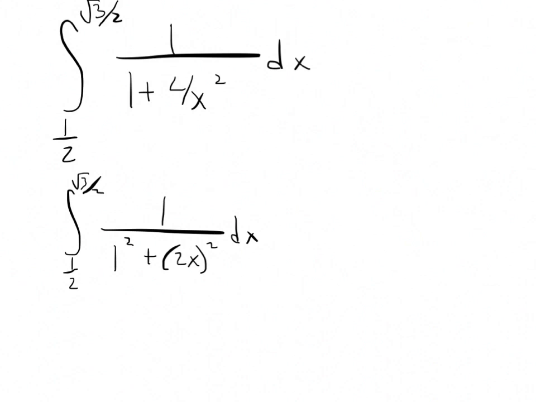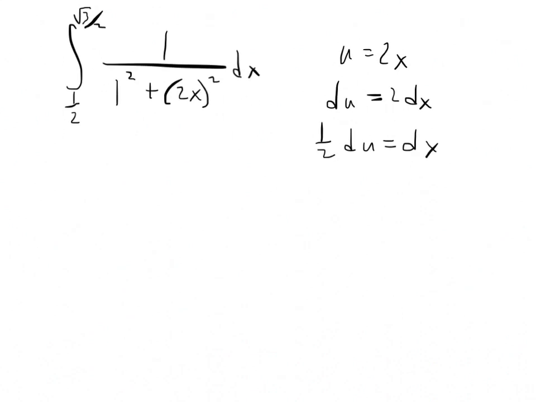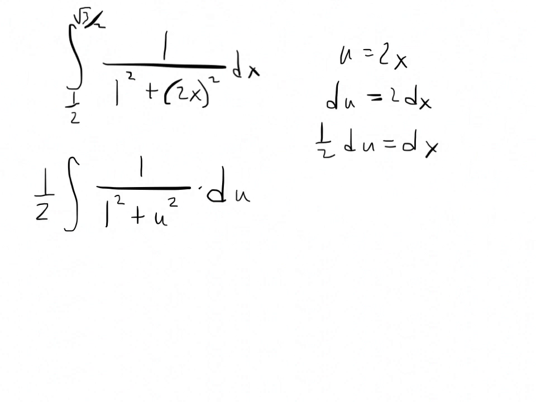So I'm going to do u equals 2x. It means du is 2 dx. That means 1/2 du is dx. So I will plug these things in. I now have the integral of 1 over 1 squared plus u squared times, and my dx is going to turn into 1/2 du, so I'm just going to pull that 1/2 out front.